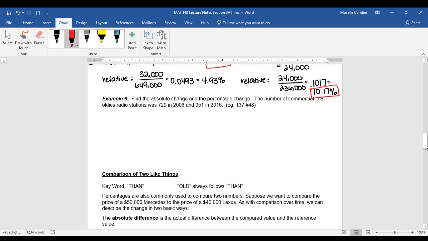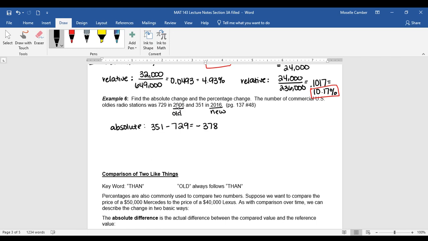Okay, example 6. Find the absolute change and the percentage change. The number of commercial U.S. oldies radio stations was 729 in 2006 and 351 in 2016. So 2006 is the older year, so that's going to be your old. 2016 is your new. So the absolute change is going to be your new minus the old. So 351 in 2016 and 729 in 2006. And that gets us a negative 378.